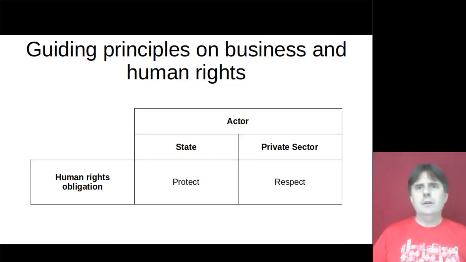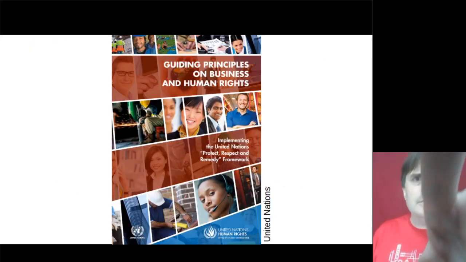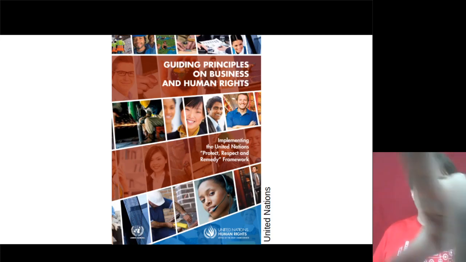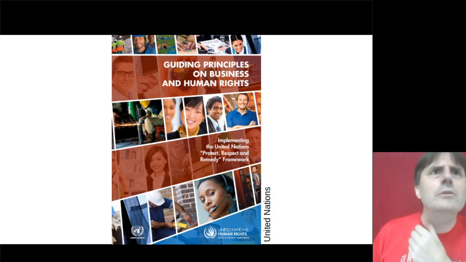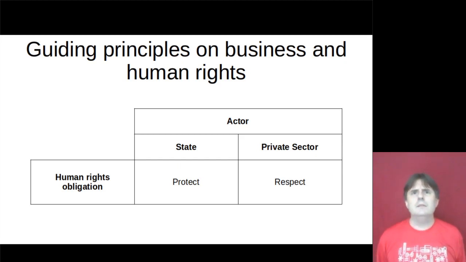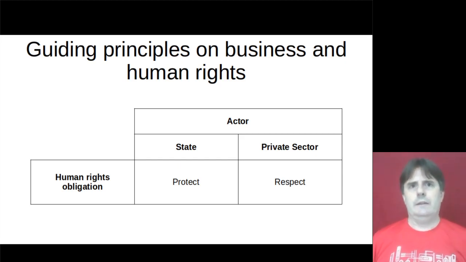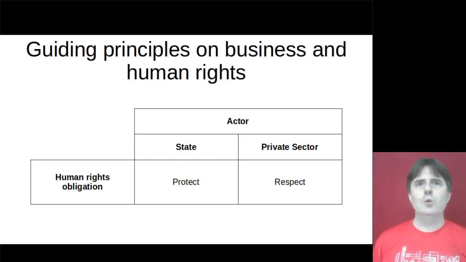Right at the top, in fact it's in the title page, I don't know if you can see it, but it's the idea of protect, respect and remedy or something. Right at the top, this guidance separates the human rights obligations for state versus private sector actors. In the state's case, it's to protect, that is to say the state must intervene. In the private sector case, it's to respect. Self-appointed police officers need not apply.